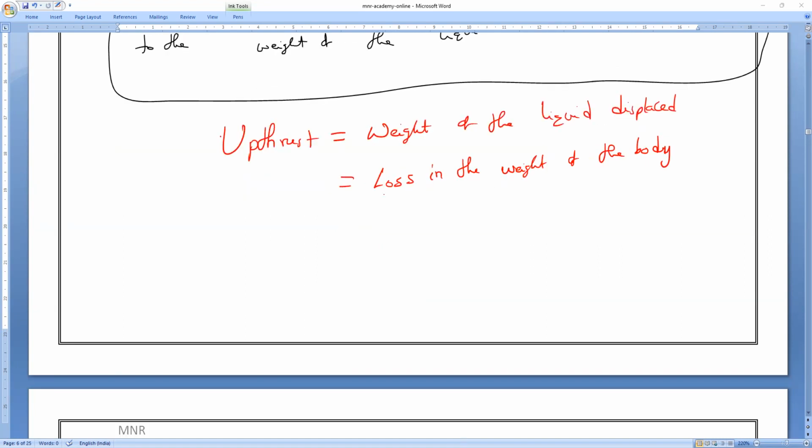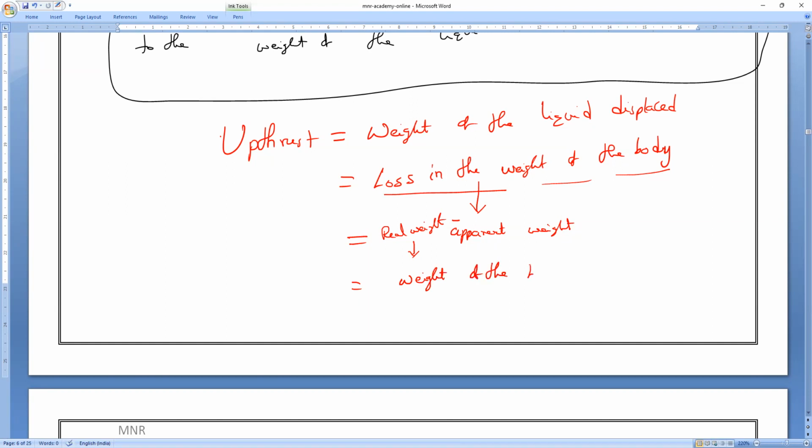So, sir, how to get this loss in the weight of the body? This loss in the weight of the body is what we call apparent weight. Remember, apparent weight. The formula is: loss in the weight of the body is equal to real weight minus apparent weight. What do you mean by real weight? Weight of the body in where? Weight of the body in air is called the real weight.